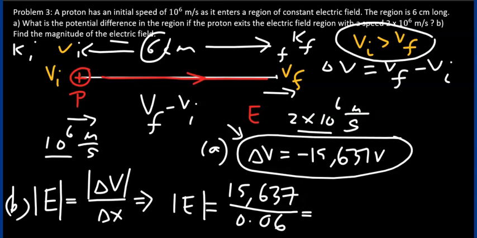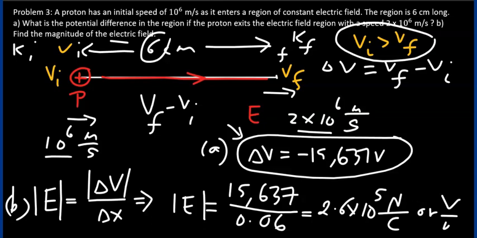And that's going to give you 2.6 times 10 to the power 5 newtons per coulomb, or another unit for electric field is volt per meter. And that solves the problem.